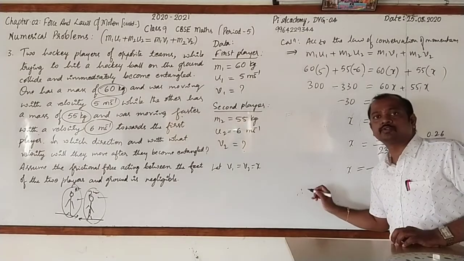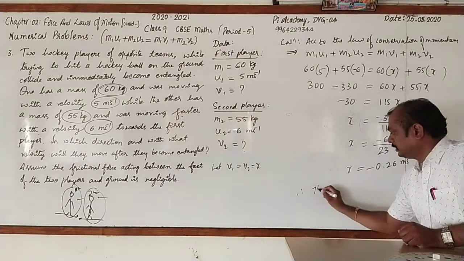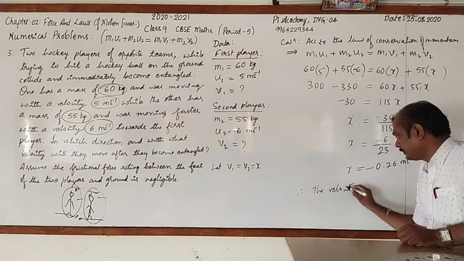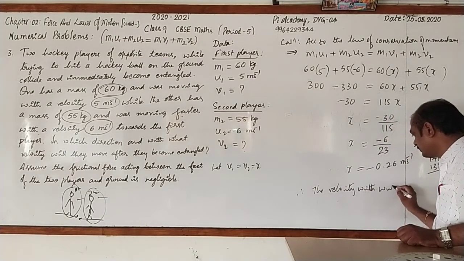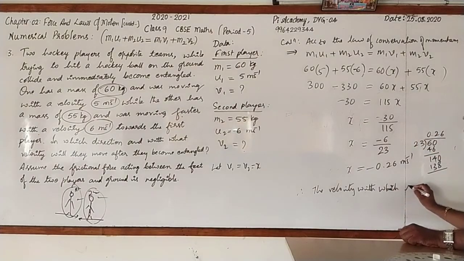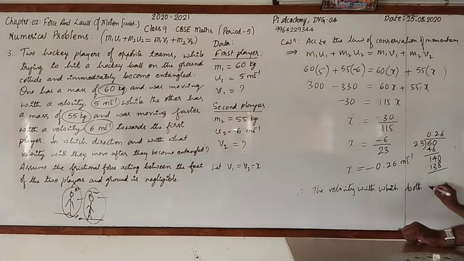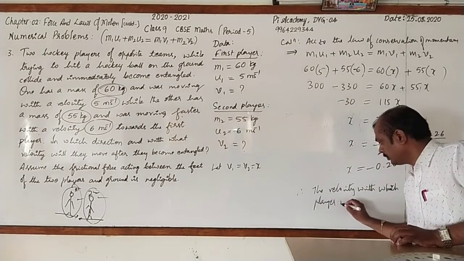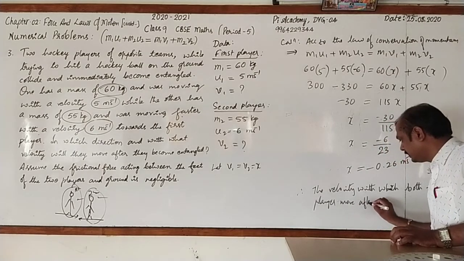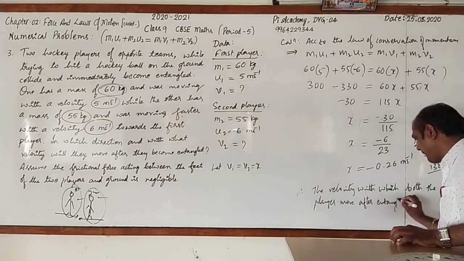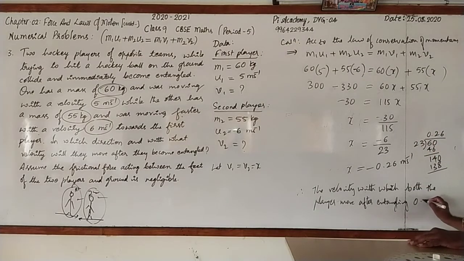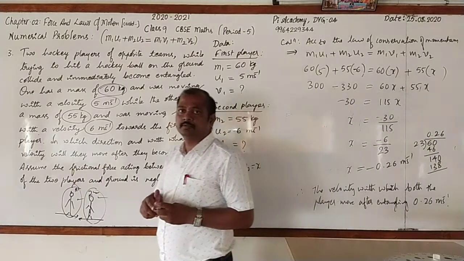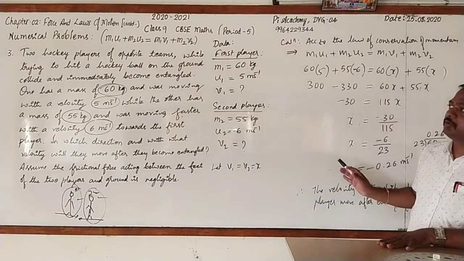So we can write the conclusion as: the velocity with which both the players move after entangling. How much? 0.26 meter per second. Clear? Yes. You may go for copying that. Hope that you have copied.